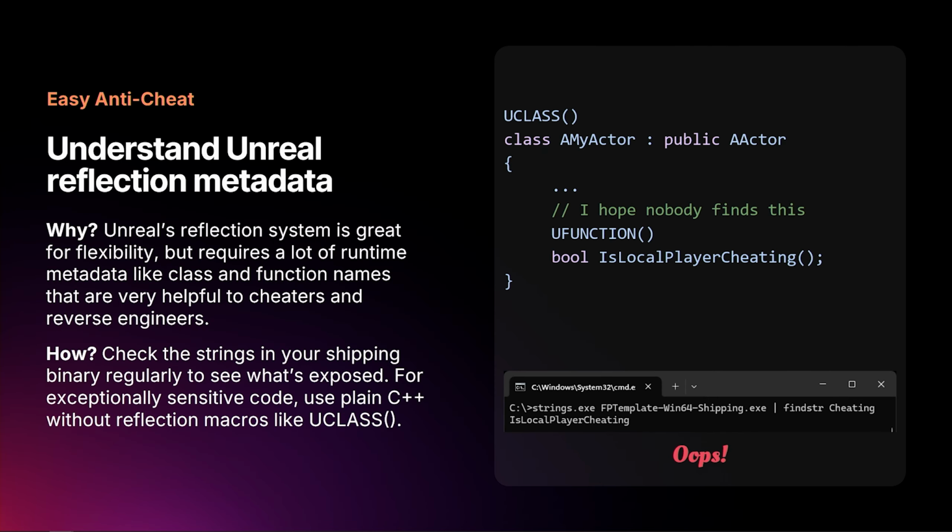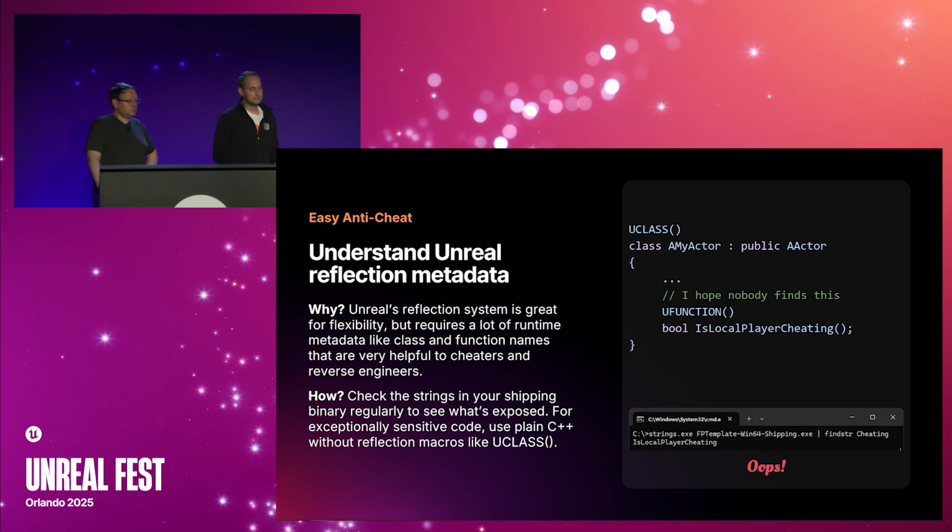Oops, it's right there in plain text, the name of my function. So you don't have to be the legendary nation state hacker to find this. It's literally in plain text in your binary. What can you do about this? The most important thing to do is just understand that this happens and be aware of it. And you can do things like check the strings in your binaries and do diffs between different patch versions, for instance, to try and find out if there's data you're exposing that you didn't intend to.